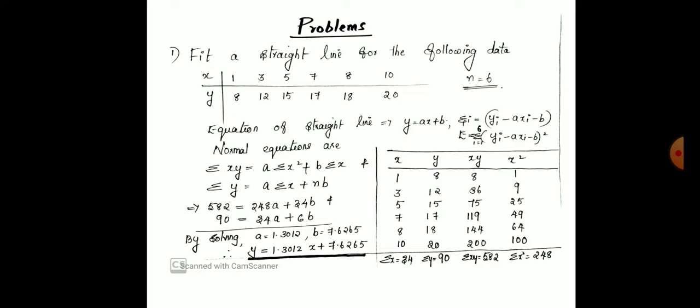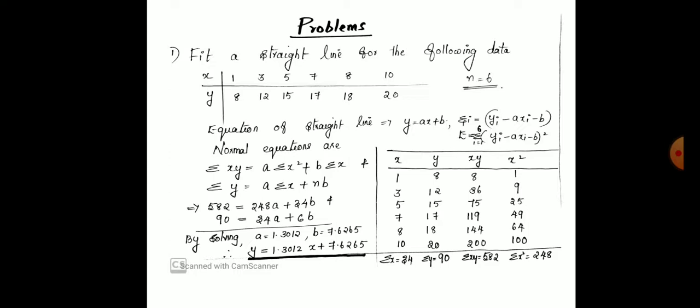We know that the normal equations are sigma xy equal to a sigma x square plus b sigma x, and sigma y equal to a sigma x plus nb. So from the given data, we have to find the values of sigma xy, sigma x square, sigma x, sigma y, and we have to substitute these values in these two equations. So from the given data, using a table, you have to find the values of sigma x, sigma y, sigma xy and sigma x square.